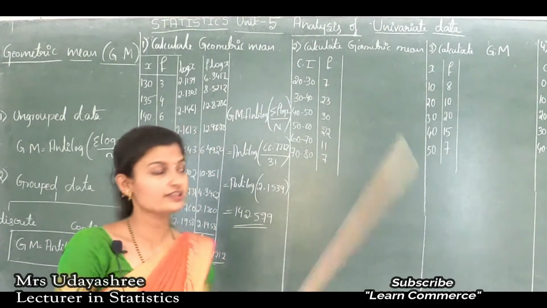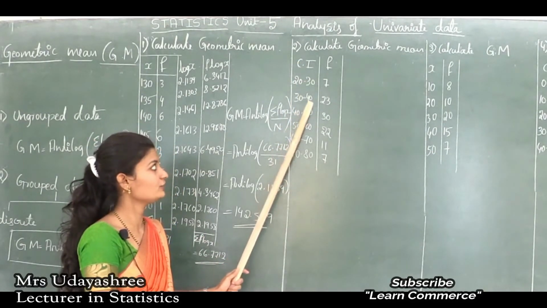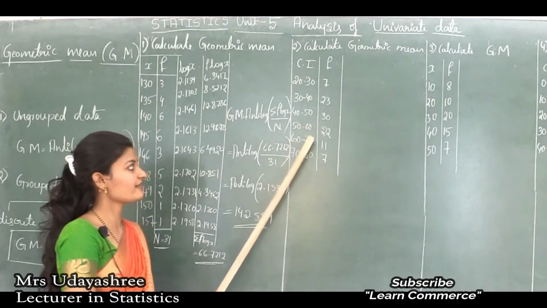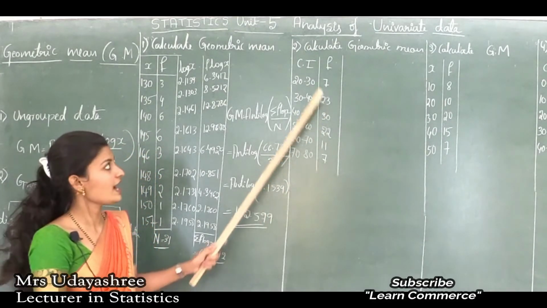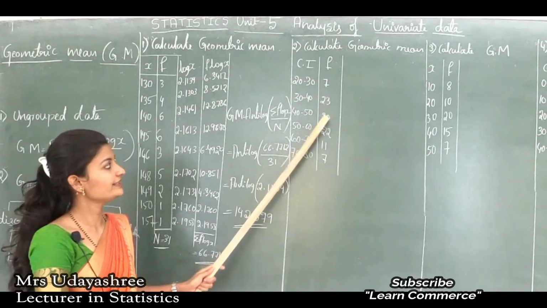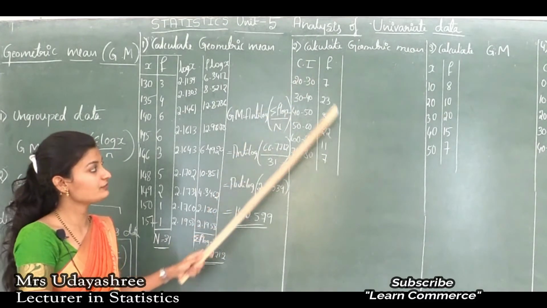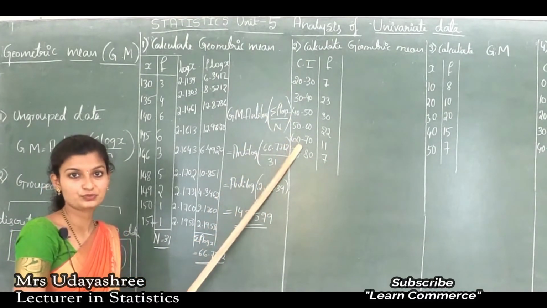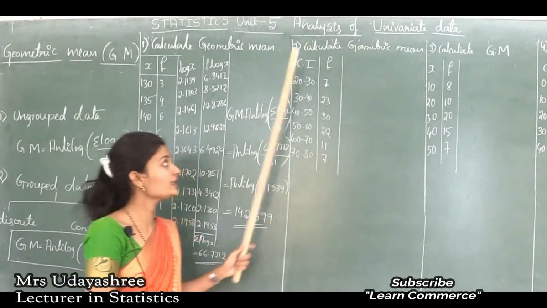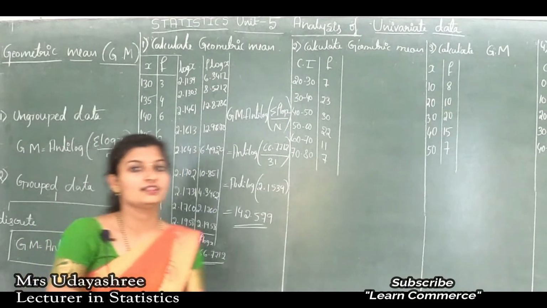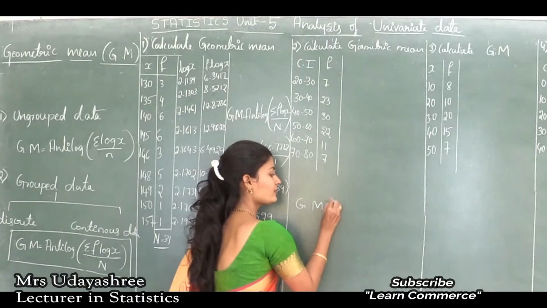Next, move to problem number 2: calculate the geometric mean. Here the given observations are class intervals and frequencies. The class intervals are 20 to 30, 30 to 40, 40 to 50, 50 to 60, 60 to 70 and 70 to 80, and the frequencies are 7, 23, 30, 22, 11 and 7. The given frequency distribution is a continuous frequency distribution, and we need to calculate the geometric mean.